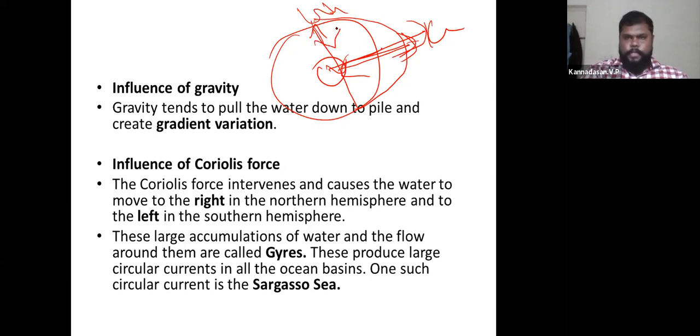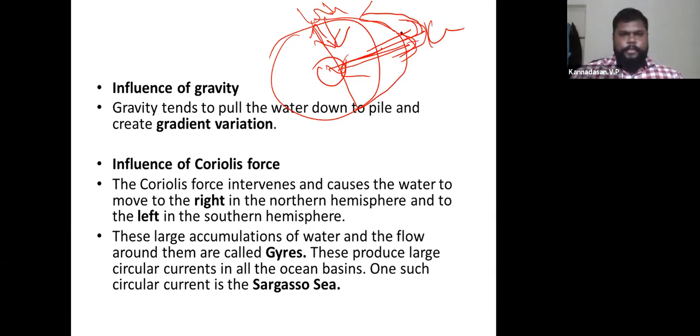So what happens is, due to the gradient of sinking near the polar region and expansion, already expansion is there in the equatorial region. Now, apart from the expansion, low gravity also helps the water movement from warm region to cold region. So this is how gravity influences the gradient variation of water pattern, right? Am I clear? Then influence of the Coriolis force.